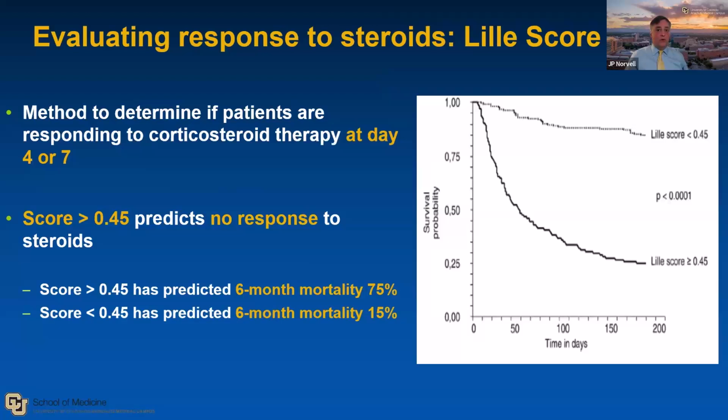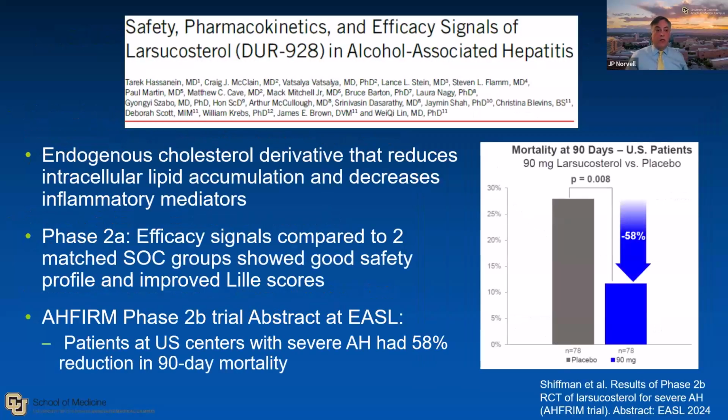So if you are going to use steroids, which I do think is reasonable if patients don't have contraindications like sepsis or GI bleeding or AKI, we should be using the Lille score, which is a calculation based on their labs, especially looking at change of bilirubin to predict those that respond. And if patients have a Lille score that is poor, as defined as greater than 0.45, as you can see here in the Kaplan-Meier curve, we should stop their steroids because they are not responding and would only be subjected to all the risks without the benefits. So overall, this is really pretty poor outcomes. So what else is out there?